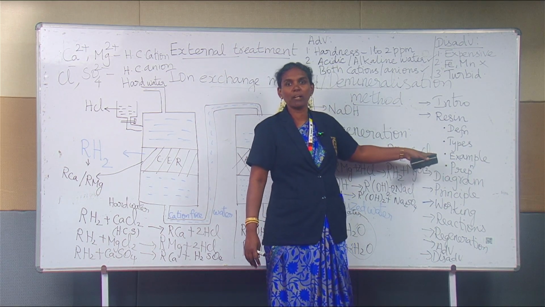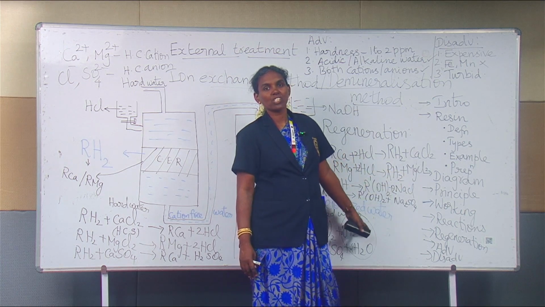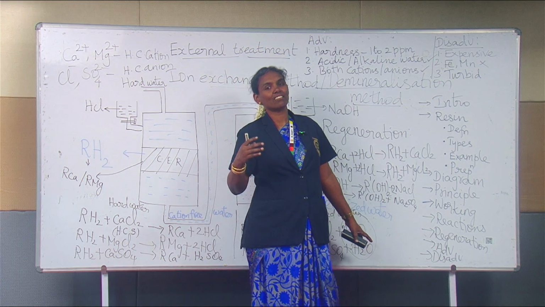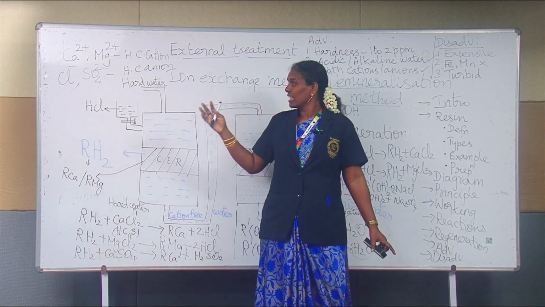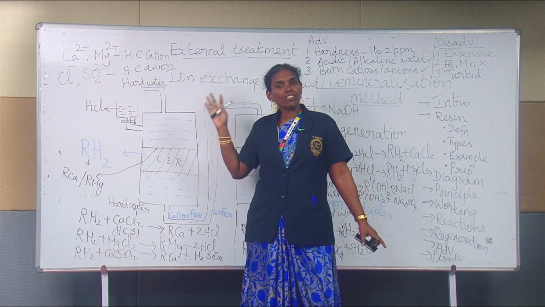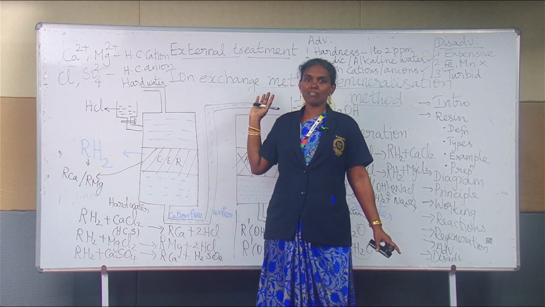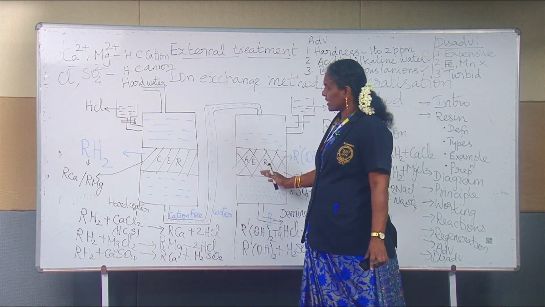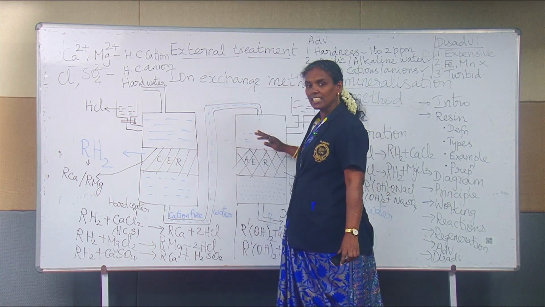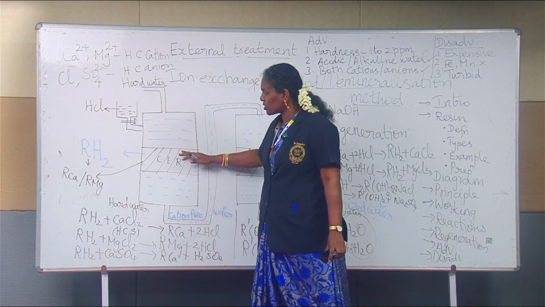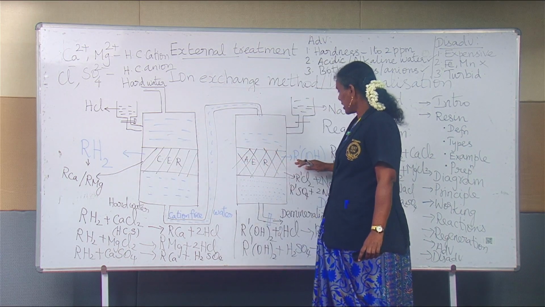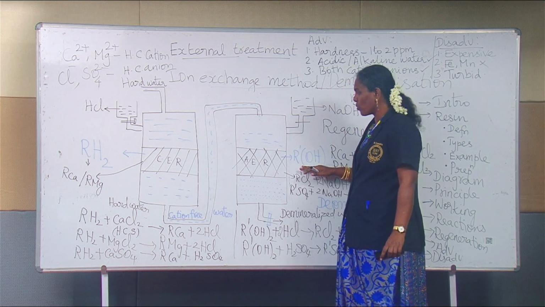They are prepared by the copolymerization of styrene and divinyl benzene, and the resultant polymer, when treated with acid, forms the cation exchange resin, and when the resultant polymer is treated with a base, it forms the anion exchange resin. This is the diagram. We are having cylinder 1 and cylinder 2. This is the cation exchange bed, represented as RH2. This is the anion exchange resin bed, represented as R-OH twice.